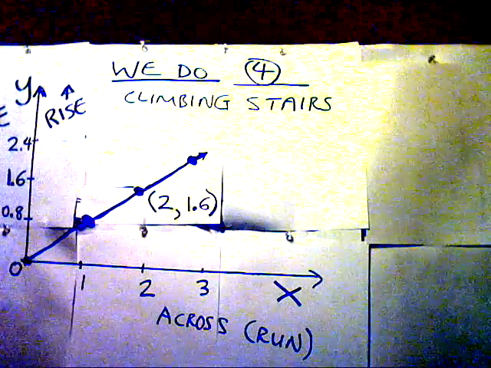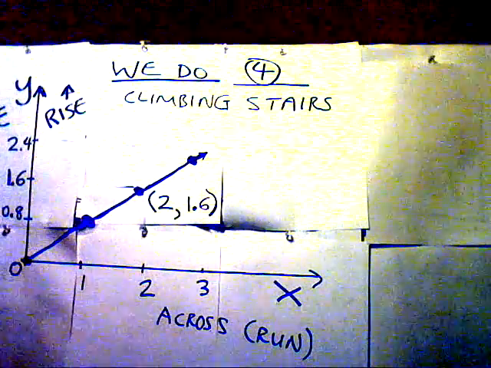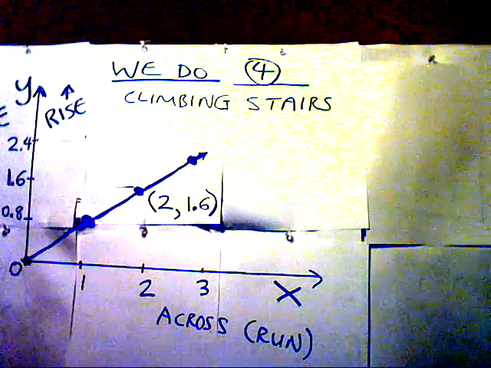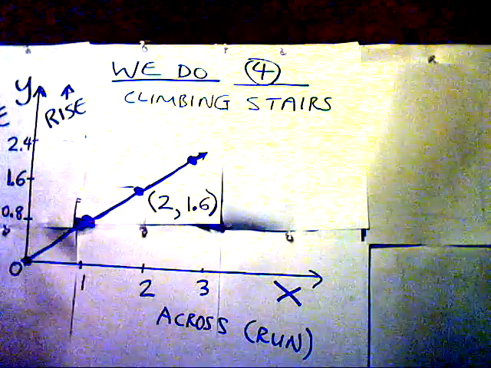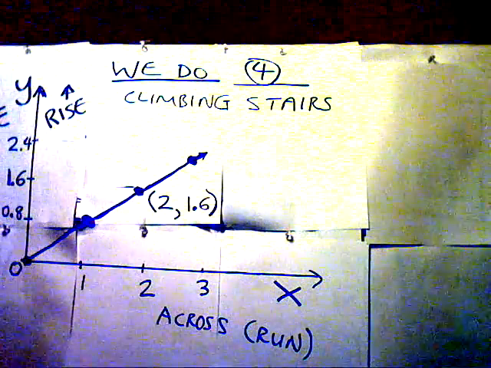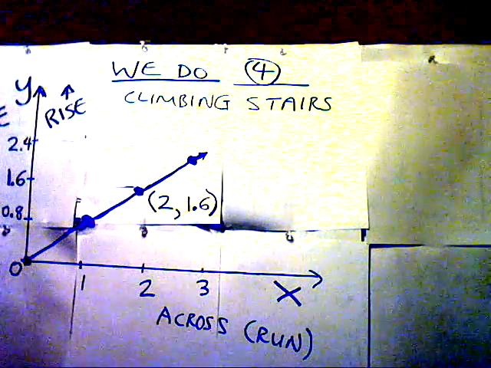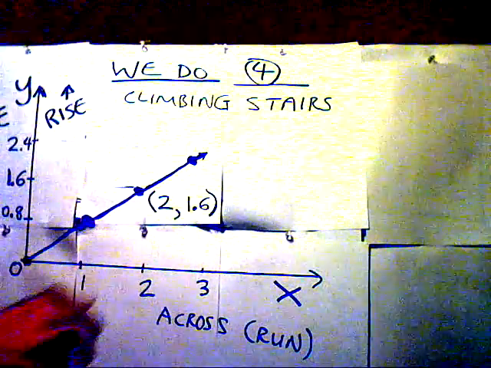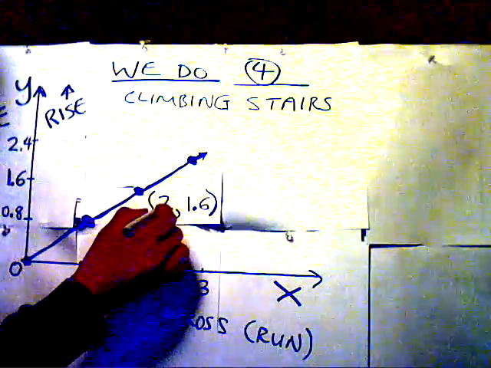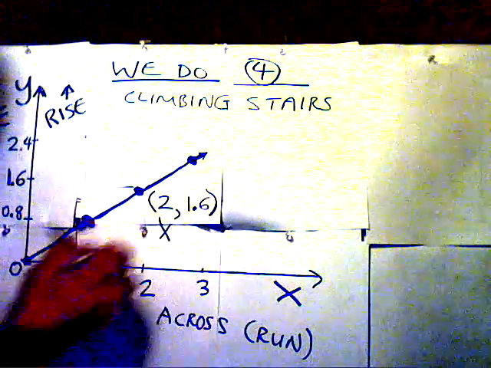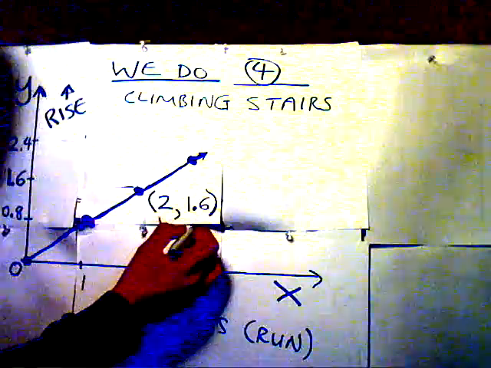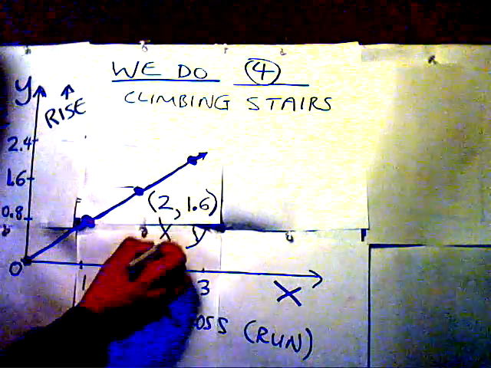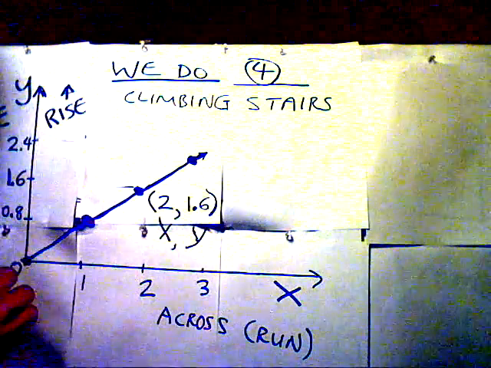Alright? So let's suppose you didn't know all that information and all you saw was a line through the origin with a point 2, 1.6 on the line. Again, 2, 1.6 on that line, and this line goes through the origin. Well, notice that the 2 is the x value and the 1.6 is the y value.